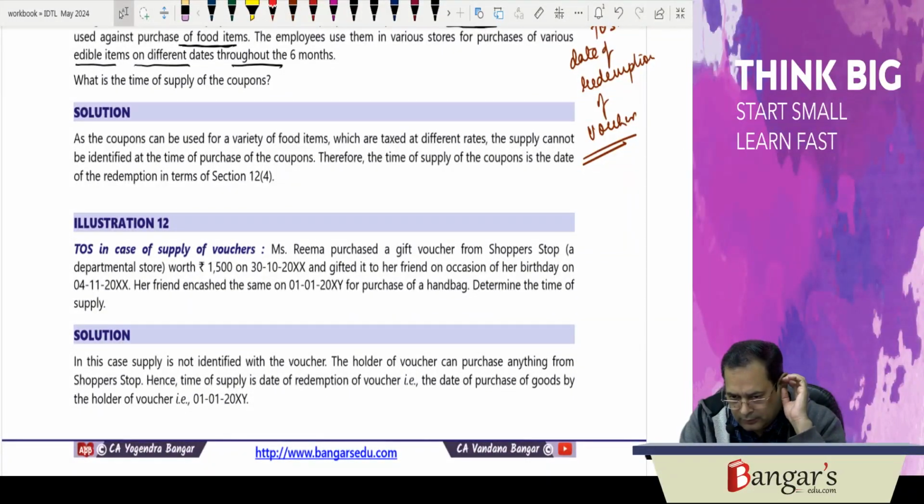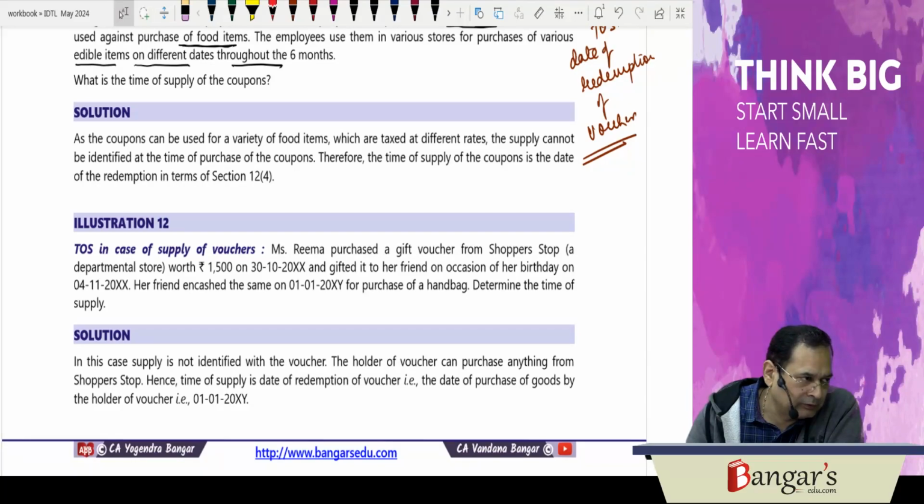Then, Miss Rima purchased a gift voucher from Shoppers Stop, a department store, worth ₹1,500 on 30th of October and gifted it to her friend on the occasion of her birthday on 4th of November, and her friend encashed the same on 1st of January to purchase a handbag.